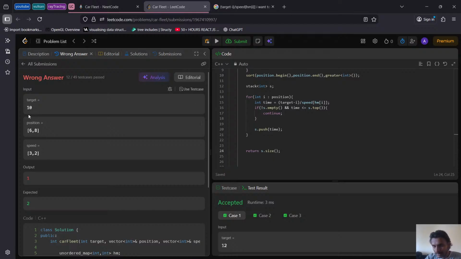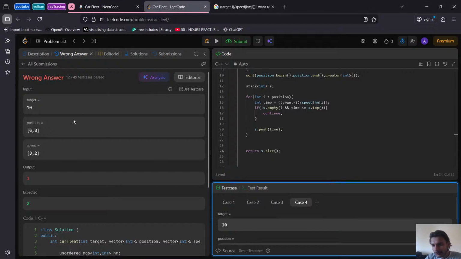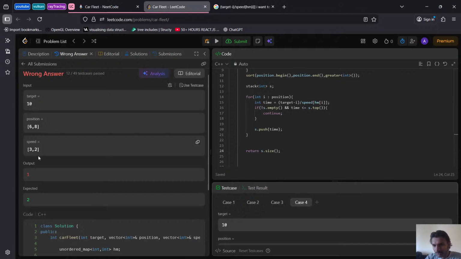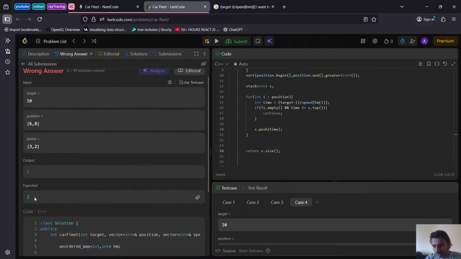And for 6, 10 minus 6 is 4, and 4 divided by 3 is 1 point something, so this is also 1. So the output is 1, but we need 2, because these are two different fleets. 4 divided by 2 is 2. So one will do it in 1 and the other needs 2, so we need to make it the upper bound.